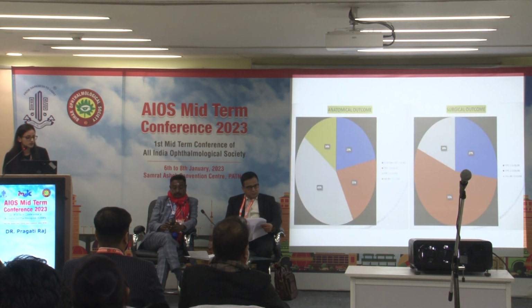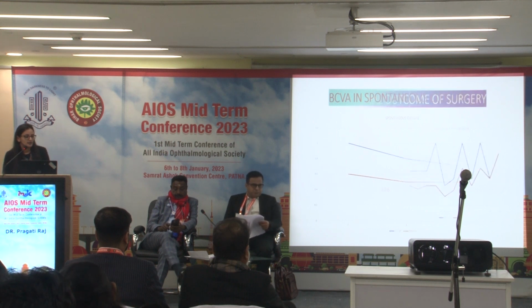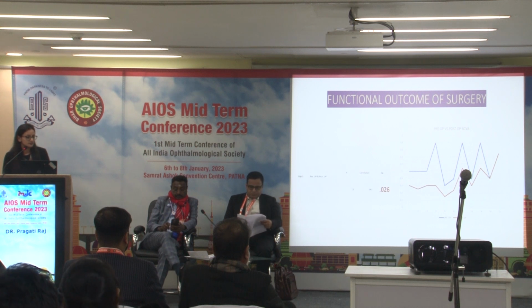Spontaneous closure rate was 22%. In the surgical cases, 27% had type 1 closure, 55% had type 2 closure, and 18% were cases where there was a failure to close. The graph shows improvement in visual acuity in cases of spontaneous closure. This is the graph and the tables showing the significant correlation between pre-op and post-op BCVA that shows the improvement in visual acuity after hole closure.